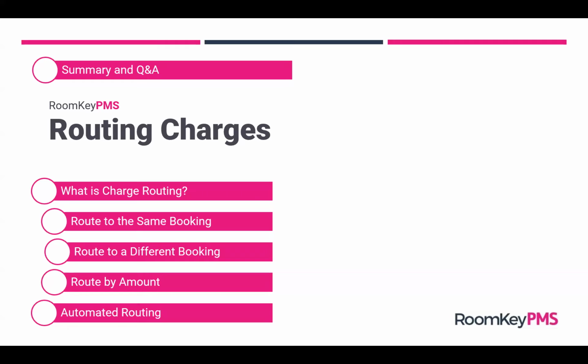Then we looked at how to split charges using the route by amount feature in Roomkey, which is permission-based and optional, so it's not required for every scenario. And then we wrapped up our presentation here with a look at how to do those automated routing instructions based off of a corporate account, wholesaler account, or group block.